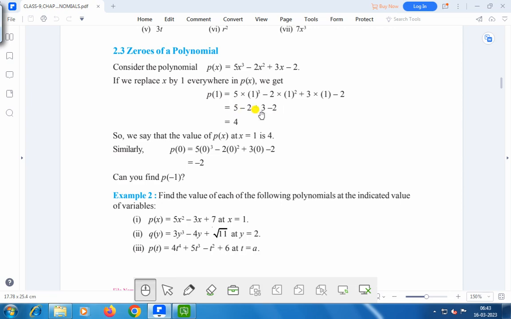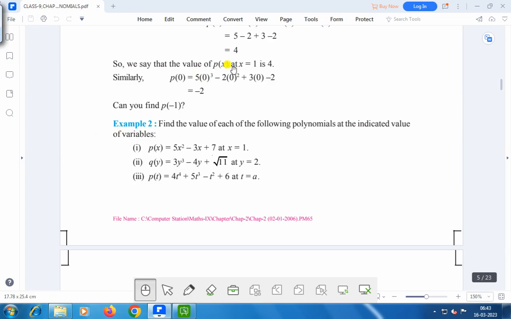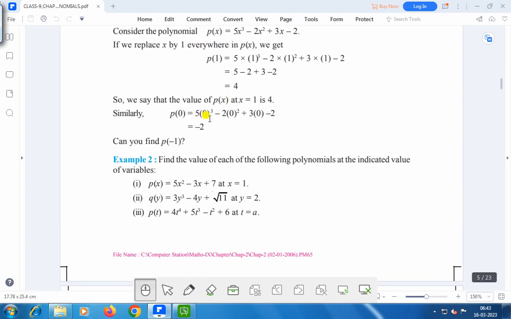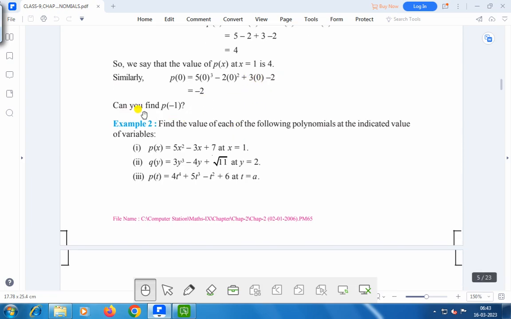5 minus 2 plus 3 minus 2, that is 4. We say that the value of p(x) at x equal to 1 is 4. Similarly, p(0), that is we are getting 0 cubed minus 2 into 0 squared plus 3 into 0 minus 2, is equal to minus 2. Can you find p(minus 1)?